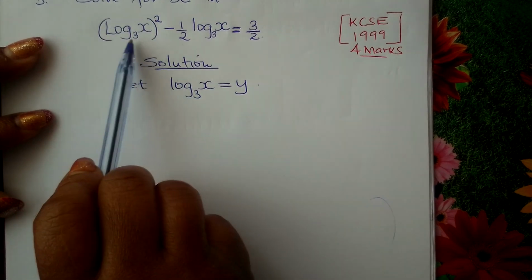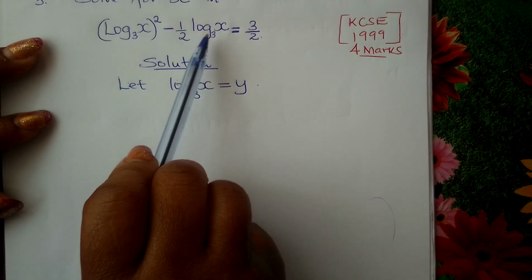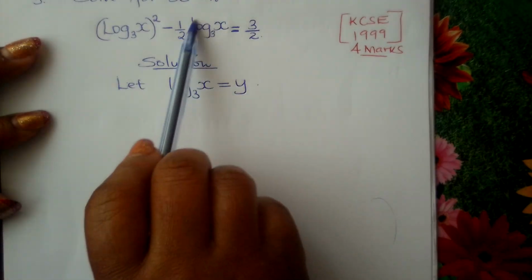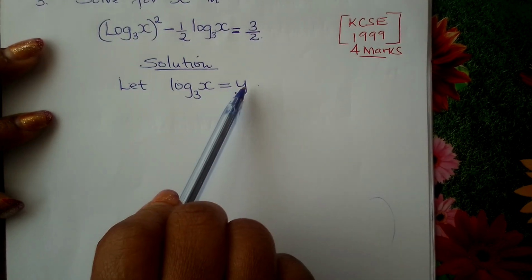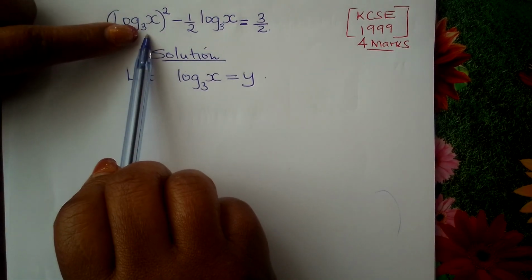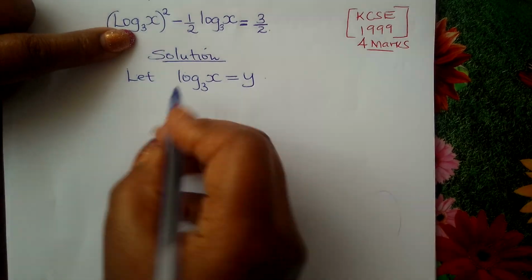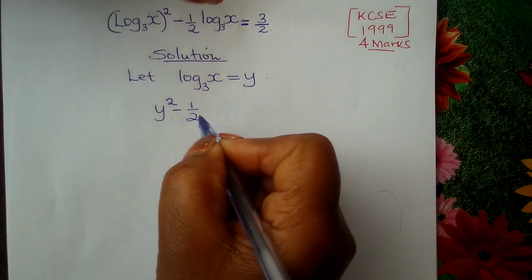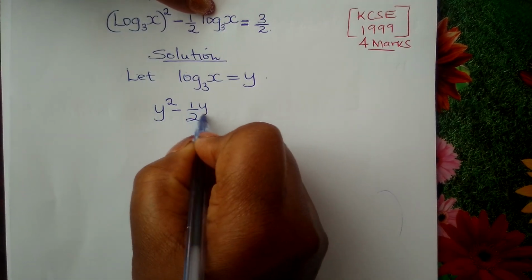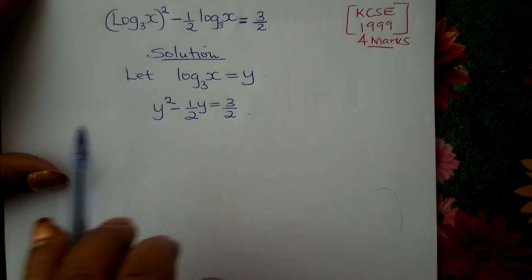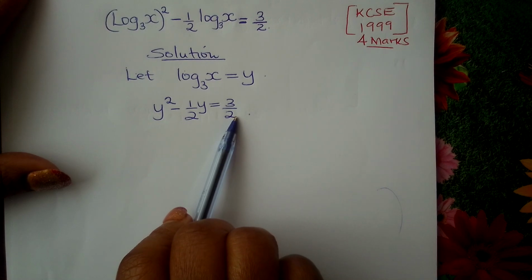When the whole of log x to base 3 is squared, and here you just have log x to base 3, you just say let log x to base 3 be y. So come and substitute this in the equation. We write y squared minus a half y is equal to 3 over 2. So learner, if you look at this equation now, it is a quadratic equation.